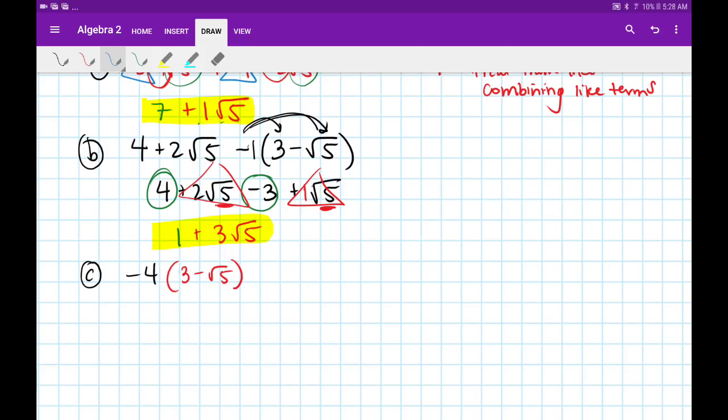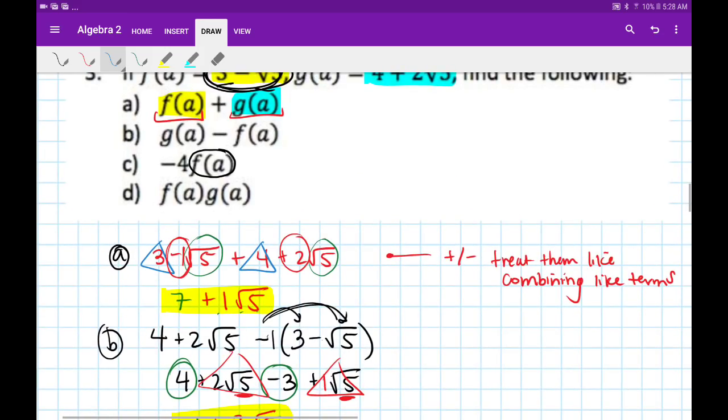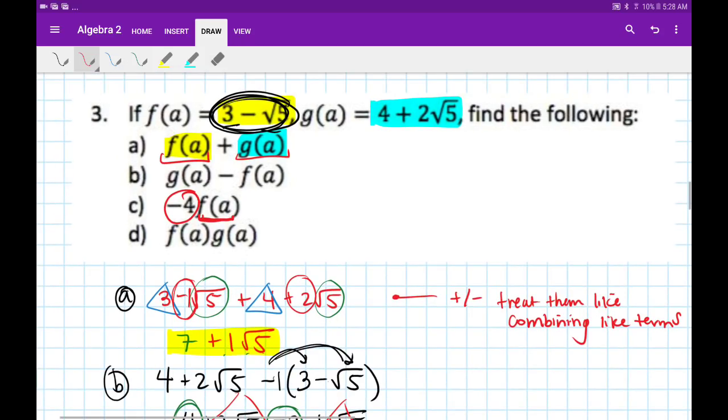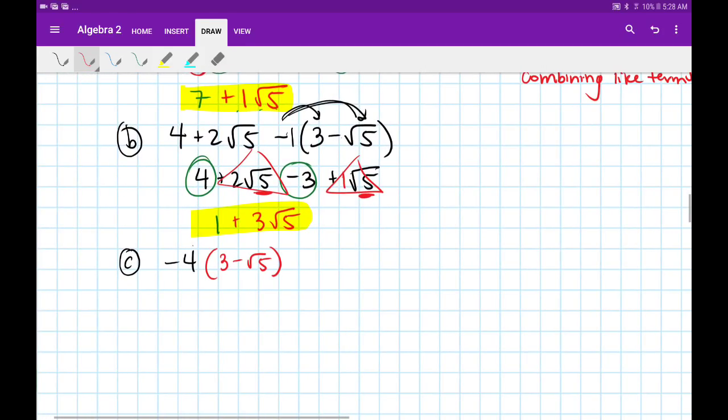Now I will distribute. Notice how, again, I used parentheses because I want to make sure that negative 4 here gets multiplied to both terms of f of a. Both of them. So, multiplying in, that's negative 12, and negative 4 times negative root 5 is giving me plus 4 root 5. So this was the first time where we're actually multiplying. And what I did was I multiplied the outside numbers together to get plus 4, and then the root 5 just stayed on its own.